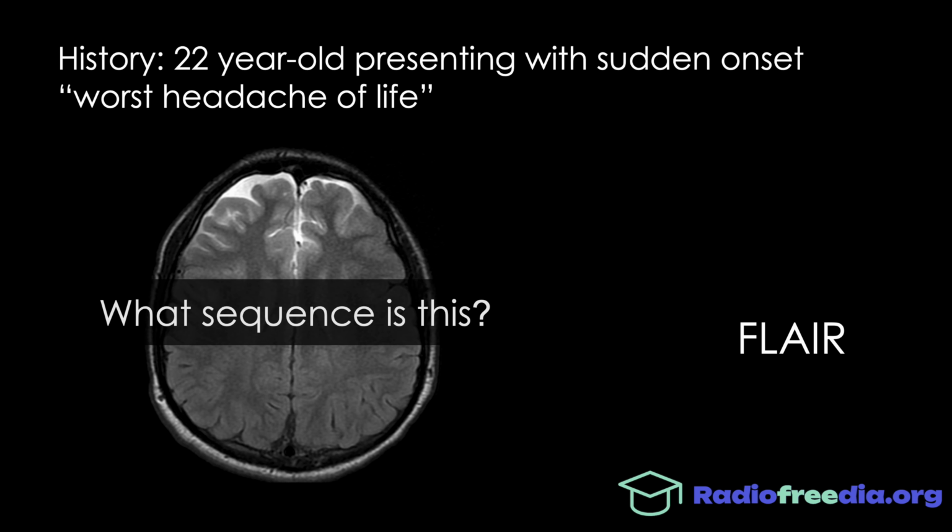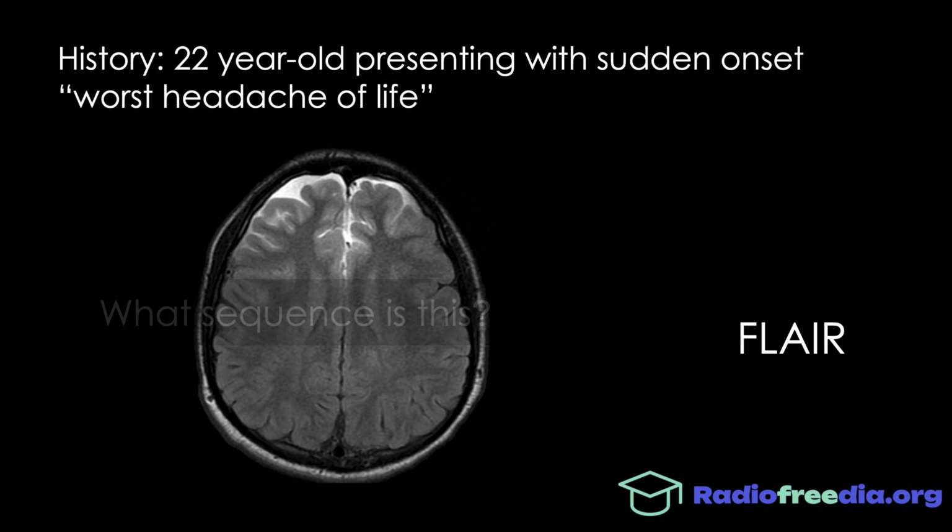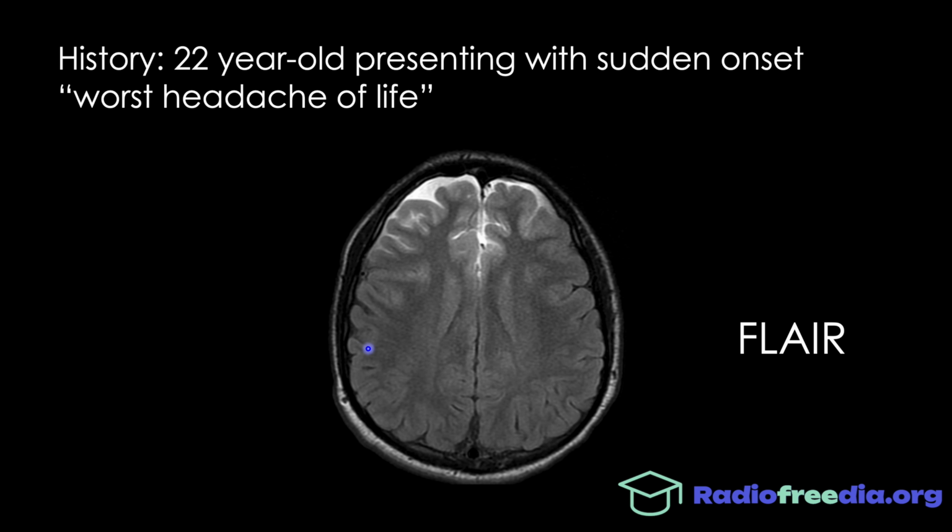So the answer is a FLAIR sequence. If we look at the cortex of the brain, we notice that it's brighter than the underlying white matter. This pattern of cortex brighter than white matter is consistent with a T2 weighted image. The next step is figuring out if the CSF is bright or dark, because on a normal T2 weighted image, the CSF is bright, and on a FLAIR image, the CSF is dark.